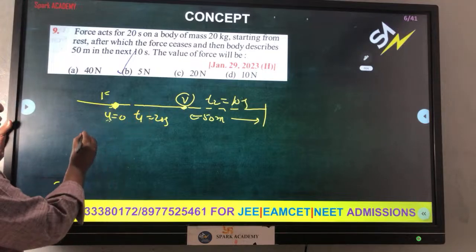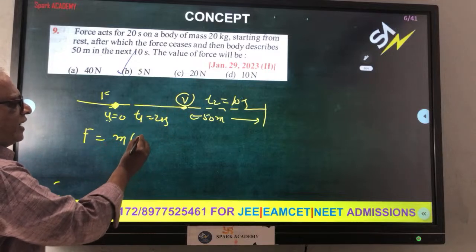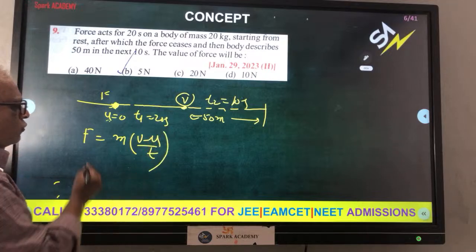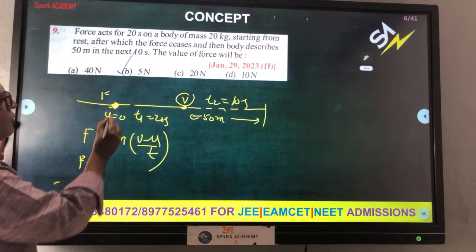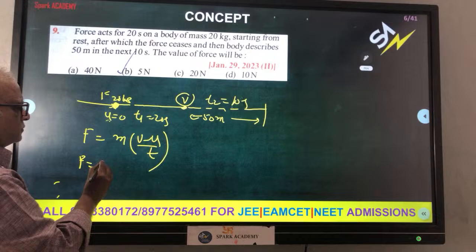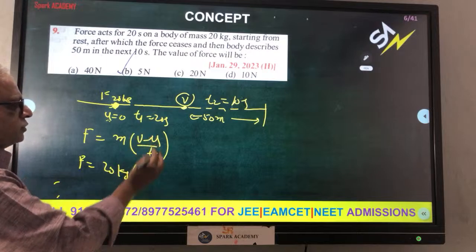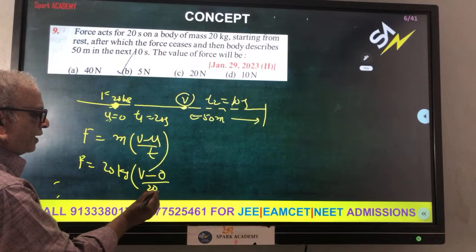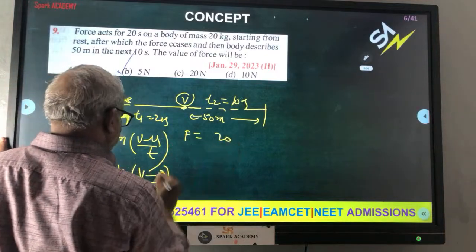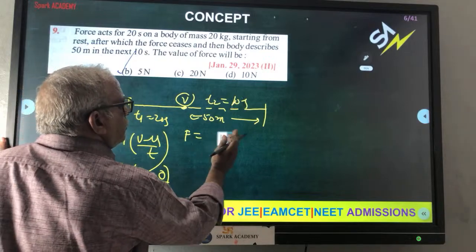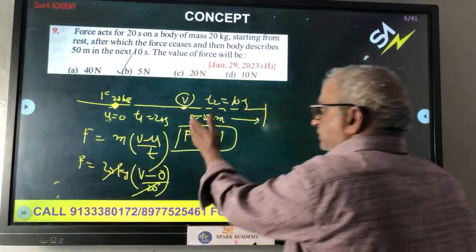So initially at rest, the force formula we are using. I want to calculate this velocity, so that idea you should get. Force is (v minus u) by t times mass. Force I don't know. Body mass is 20 kg. You have to find the value of the unknown V. U is 0. Time is 20. So what is the force answer you are getting? 20 gets cancelled, so force is equal to V. The magnitude of force is equal to velocity. This is non-uniform motion.